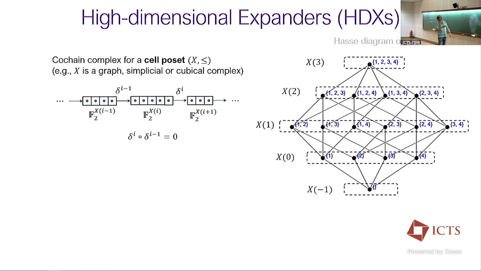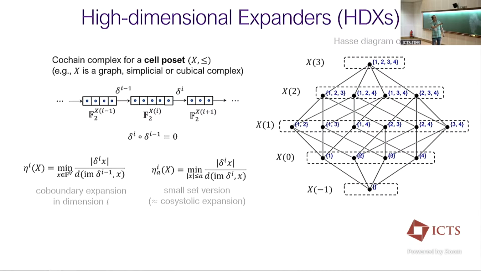We have a chain complex that has each layer corresponding to a layer of this simplicial complex. On each layer we can define these homology groups, and we can also define these Cheeger constants. This is what is called boundary expansion in dimension i. It's when we consider the corresponding layer, and we can also define the small set version. It's almost equivalent to what is also called cosystolic expansion. It's not exactly equivalent, but it has very similar properties.